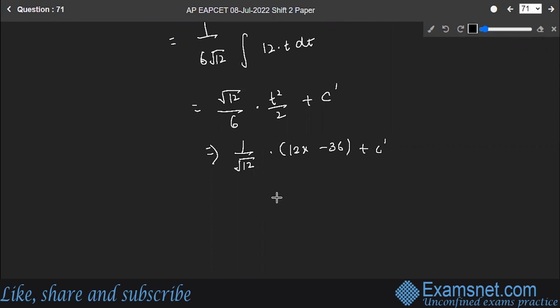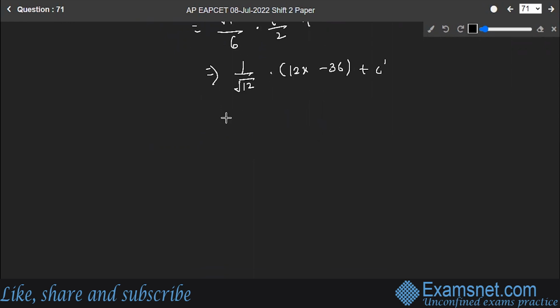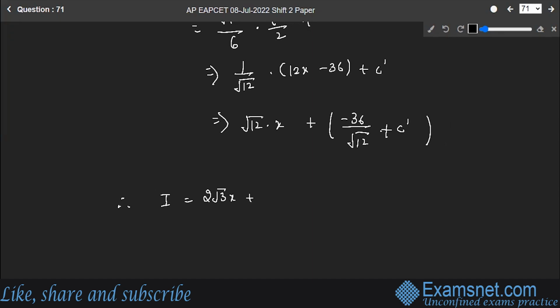So now it will be c dash. So this is equal to root 12x plus minus 36 upon root 12 plus c dash, right? So therefore the integral is equal to 2 root 3x plus c if x is lying between 3 and 6, right? So hope you're clear with this.